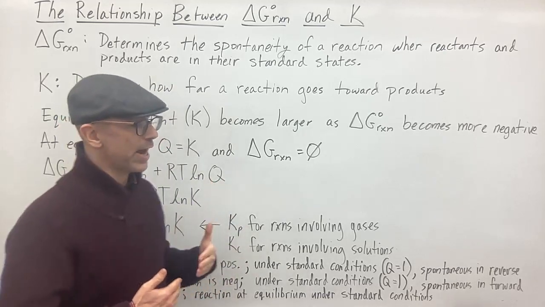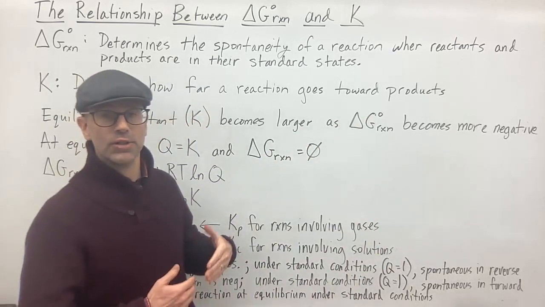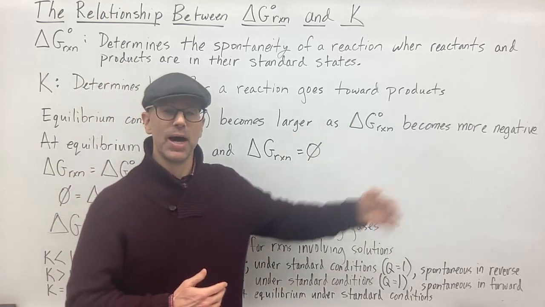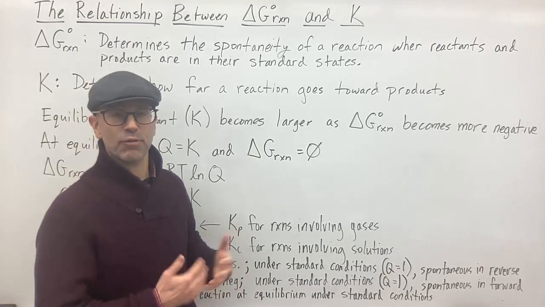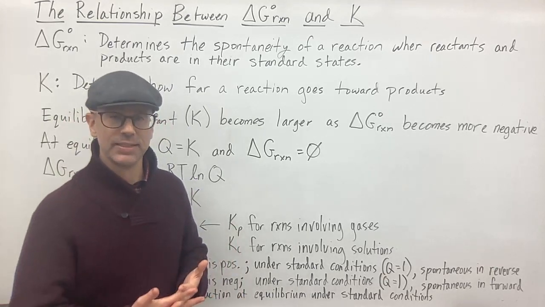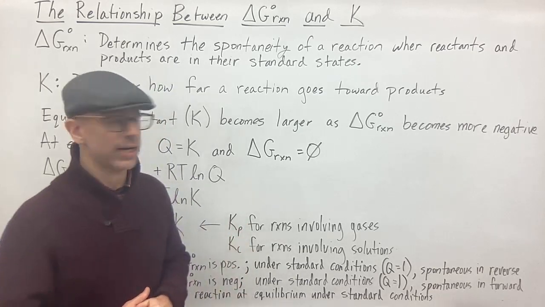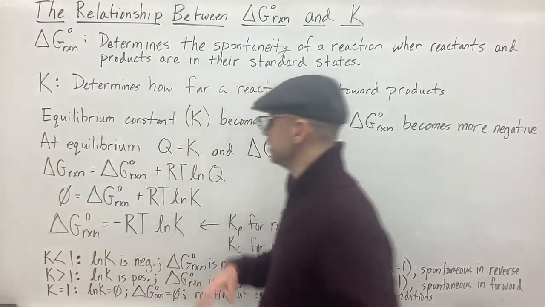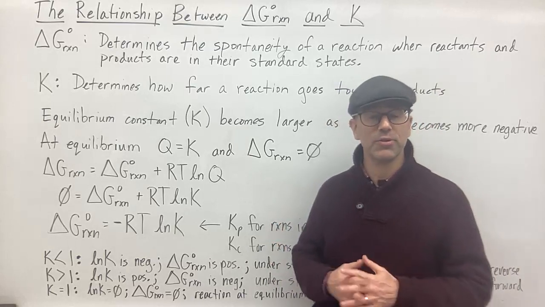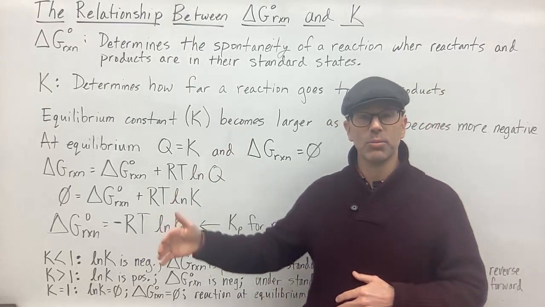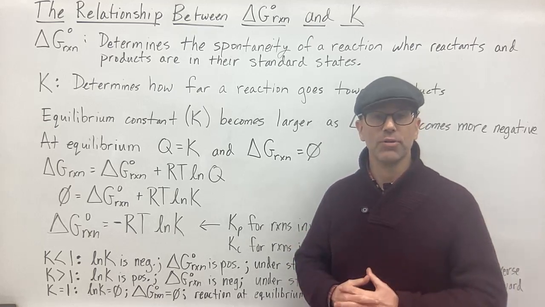If going from reactants to products you gain free energy, meaning your change in the standard free energy is positive, then that's not going to favor the forward reaction. It's not going to be spontaneous, and so it's going to favor the reactants. So K is going to be small in that regard. If you look at a situation at equilibrium, we can figure out what the relationship is going to be between the equilibrium constant and the change in the standard free energy of the reaction.